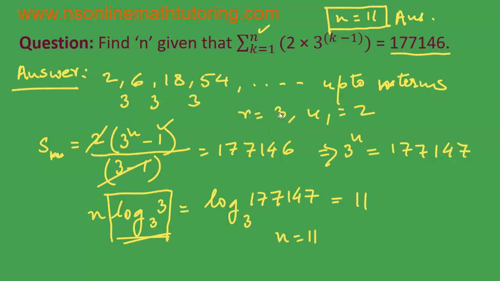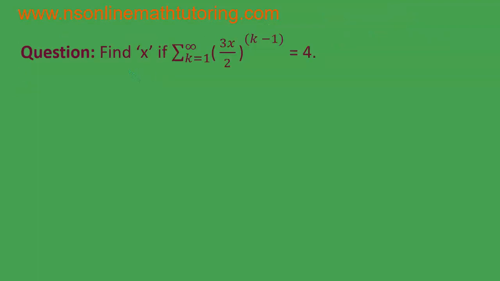Now, the next question of this session. So the question says find x. This is a similar question, but instead of n, now we are having this infinity, indicating that this is an infinite sequence or infinite series. And x is a variable present in the expression of the term. It is not the final value of a, it is present in the expression of the terms. That is the only difference of this question with the previous one.